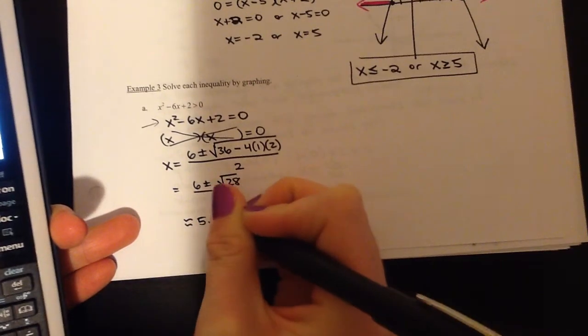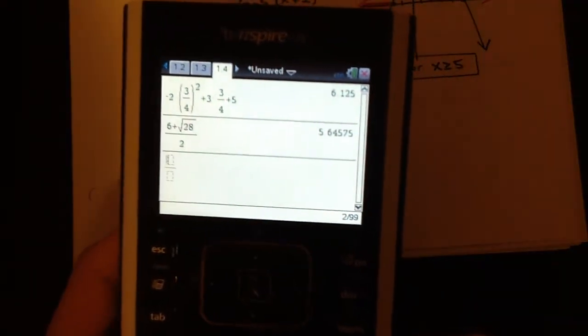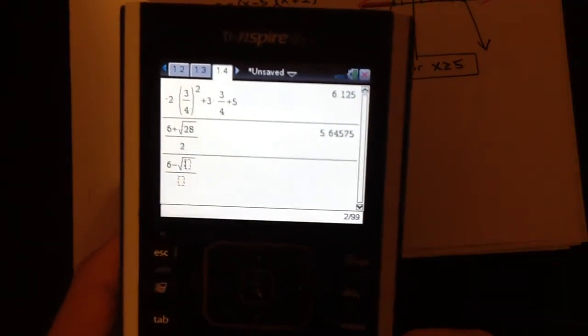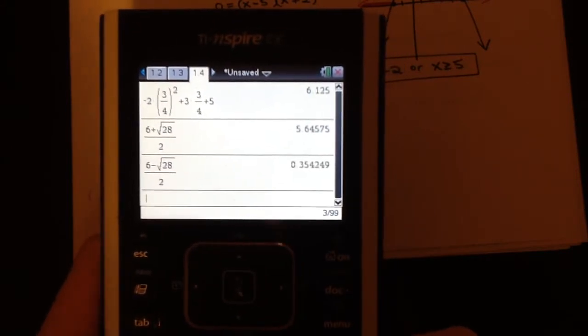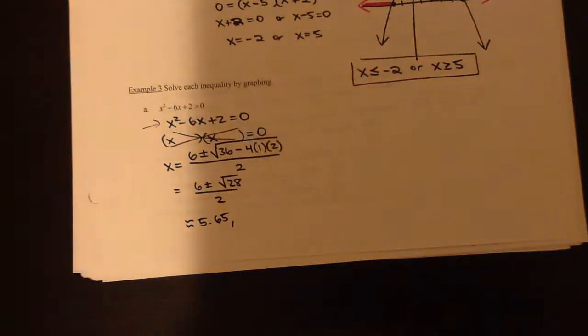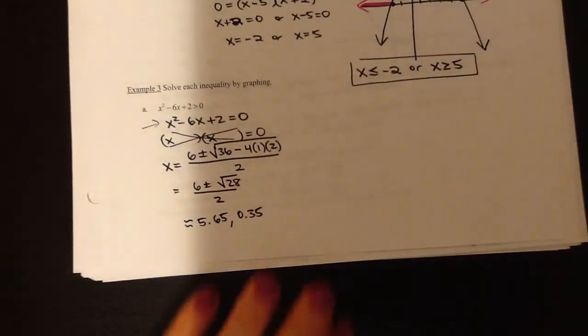Let's do 2 decimal places. 5.65. And then if I do the other one, I do a fraction again. 6 minus the square root of 28 over 2. Okay, and that gives me about 0.35. Okay, so those are my x-intercepts.